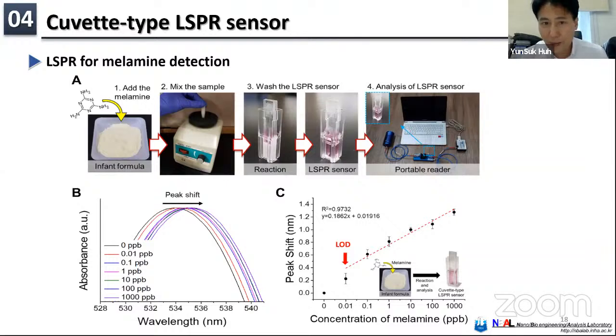So with this, we have high sensitivity at the 1 ppb level. As the concentration of melamine increases, we can observe differences in the spectra, and by calculating peak intensity, peak shift, or peak areas, depending on your preference, we can calculate the melamine concentration through the standard curve. So we can obtain a sensitivity level of 0.01 ppb.